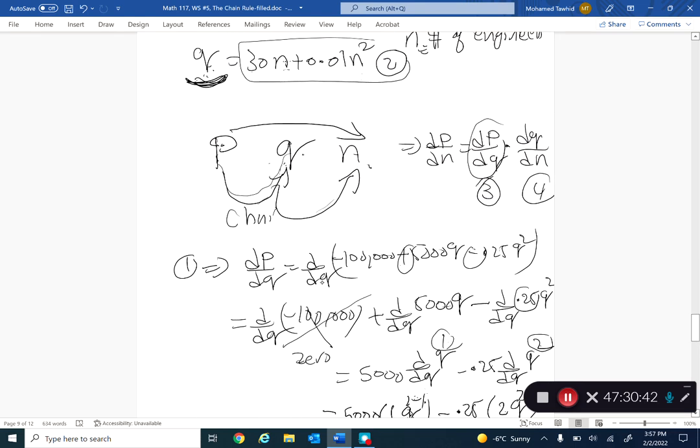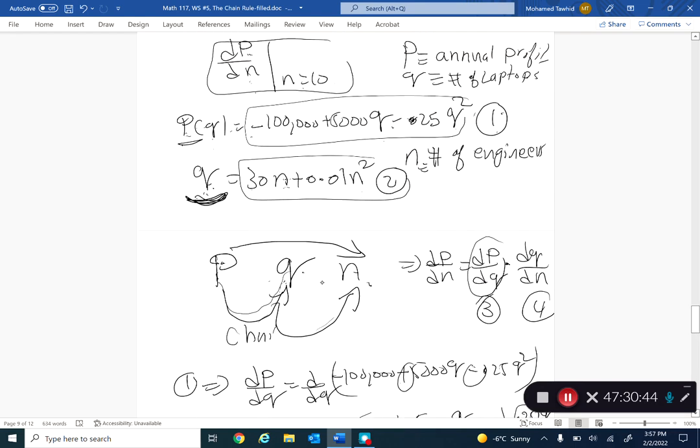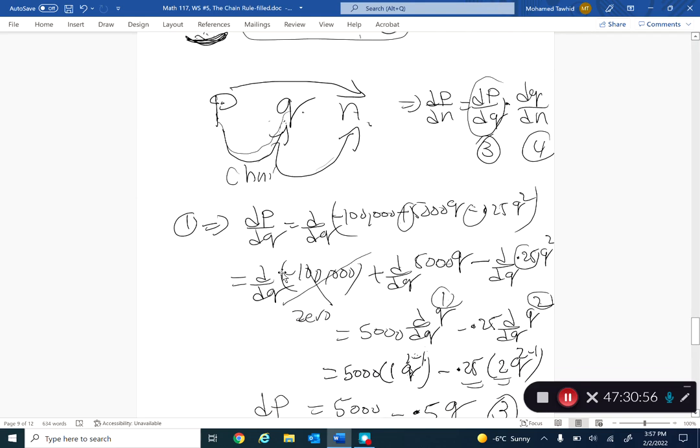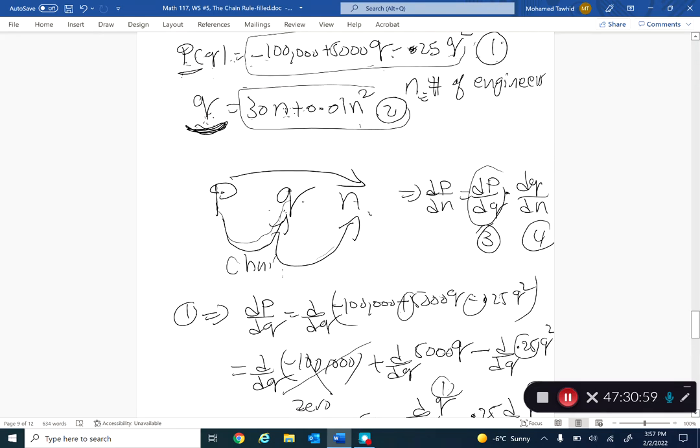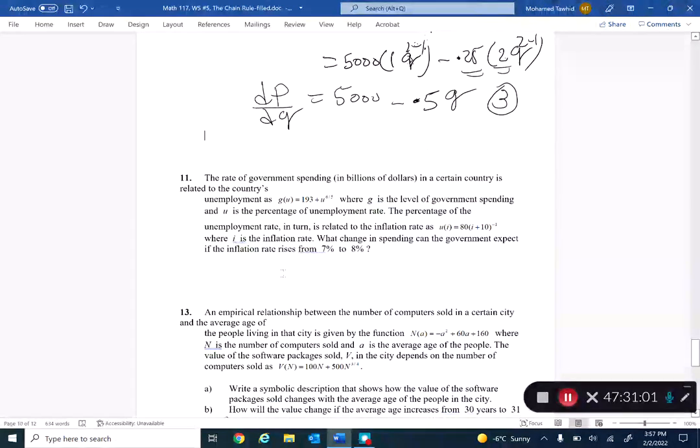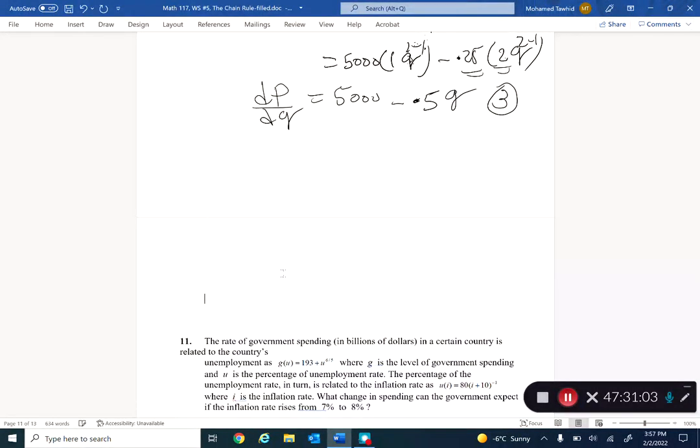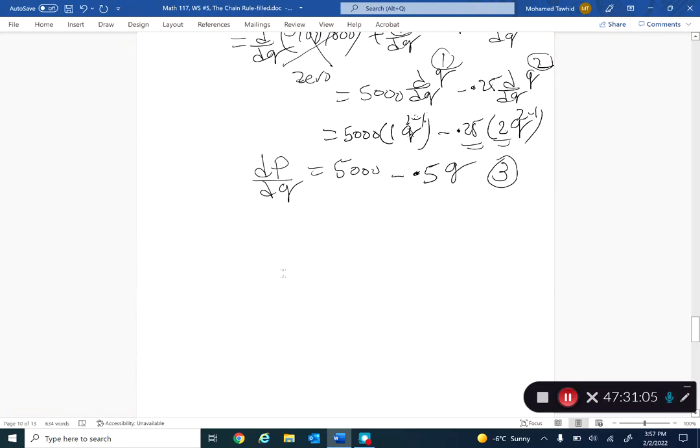Now if I go back here, I need to get, as I told you, when I look at equation 1, P is a function of Q, so it's very easy to take the derivative with respect to Q. Equation 2, Q is a function of N, then it's easy to take the derivative with respect to N. So here I have to take equation 2. I'm going to take the derivative of Q with respect to N.